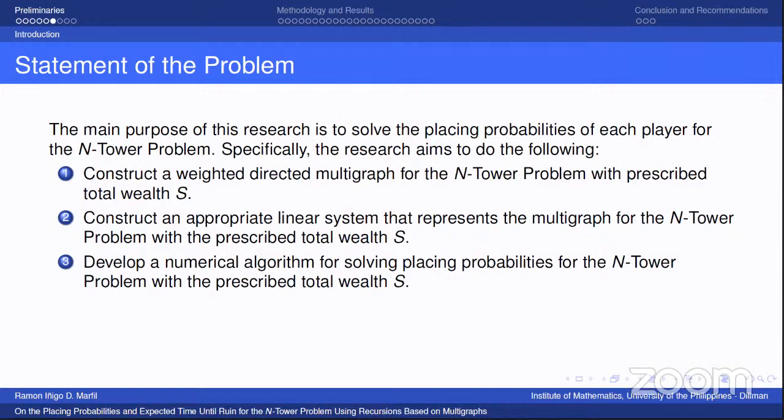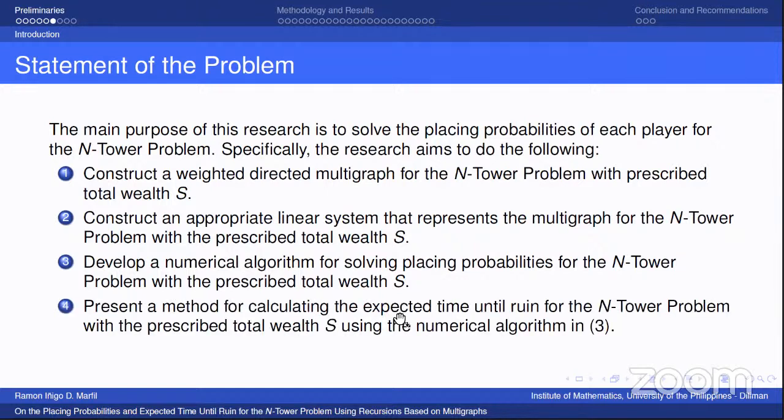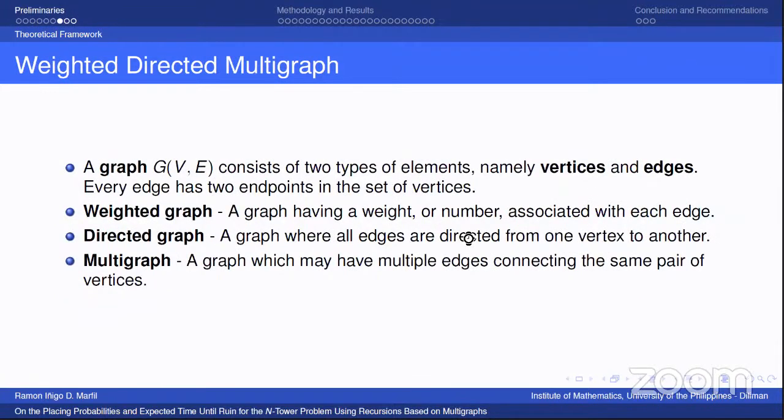So number three, develop a numerical algorithm for solving placing probabilities for the n-tower problem with a prescribed total wealth S. And number four, present a method for calculating the expected time until ruin for the n-tower problem with the prescribed total wealth S using the numerical algorithm in the previous step. Okay? So para dito, meron tayong mga ilang ide-define kung ano ibig sabihin ng multigraph, kung ano yung mga Markov chains na gagamitin natin. And yun yung mga ide-define natin ngayon.